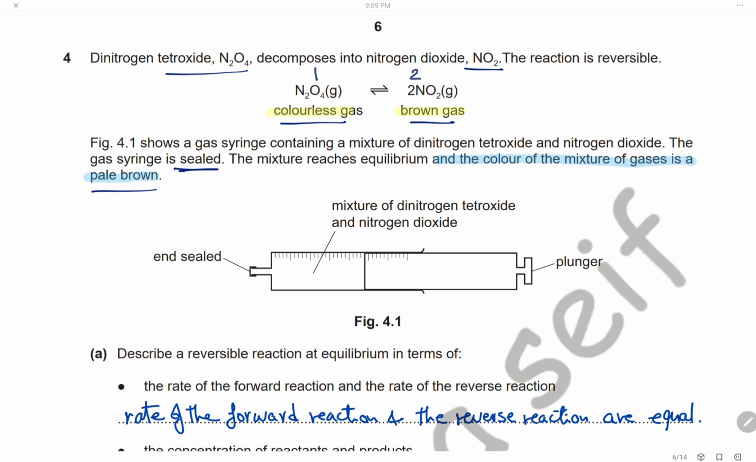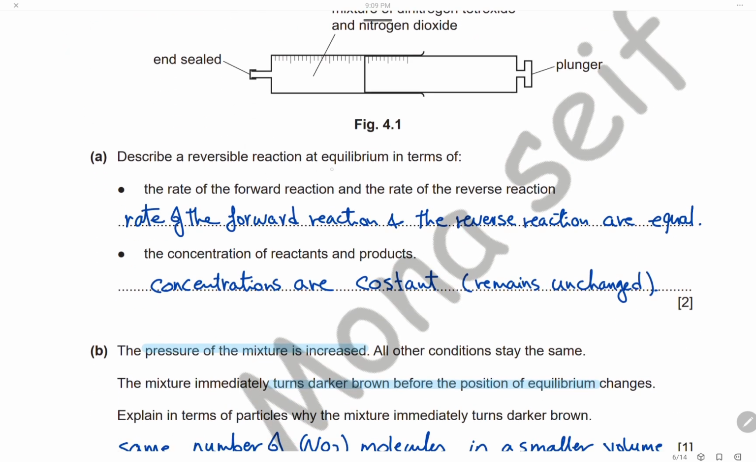Describe a reversible reaction at equilibrium in terms of the rate of the forward reaction and the rate of the reverse reaction. At equilibrium, the rate of the forward reaction and the rate of the reverse reaction are equal. The concentrations of the reactant and product at equilibrium are constant or remain unchanged.